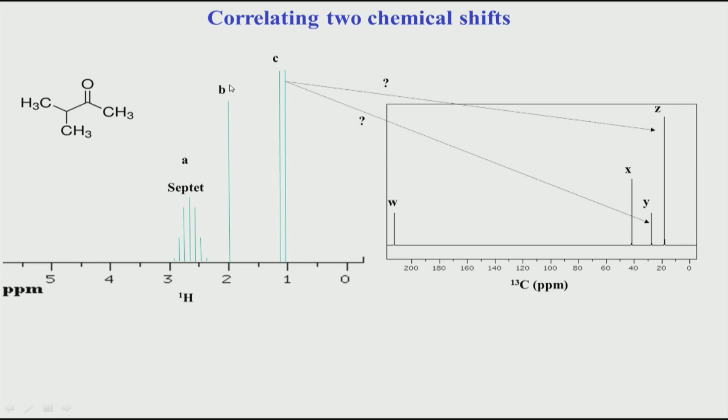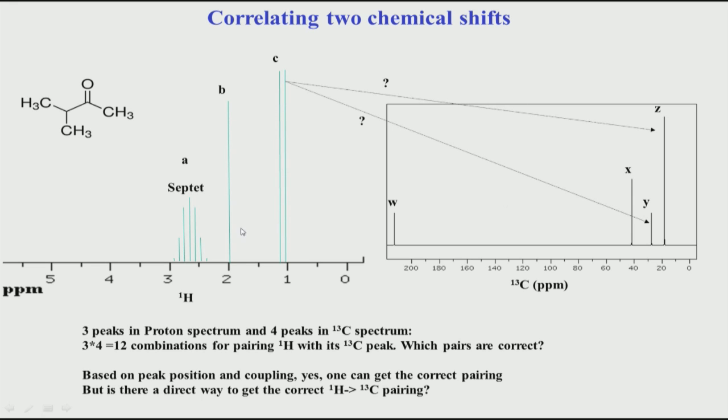We have 3 hydrogens which are labeled A, B, C, and we have 3 carbons which are labeled X, Y, Z. Now, my problem is to match which proton here is paired with which carbon here. So, there are 3 pairs possible, and which pair is the correct pair? That is what is shown here.